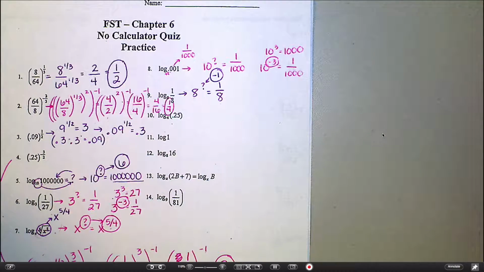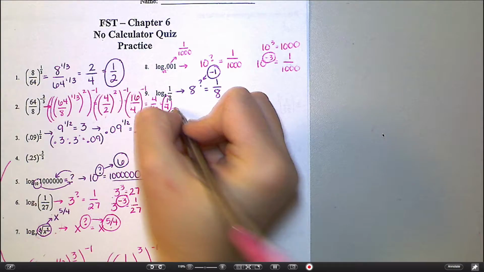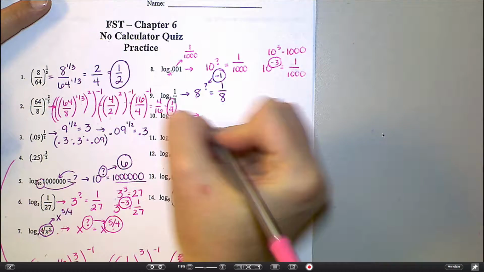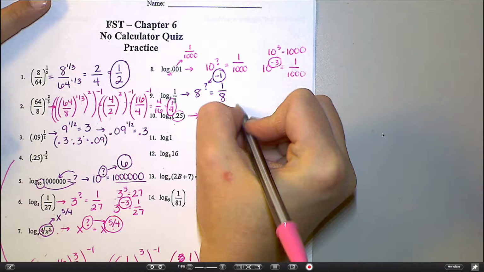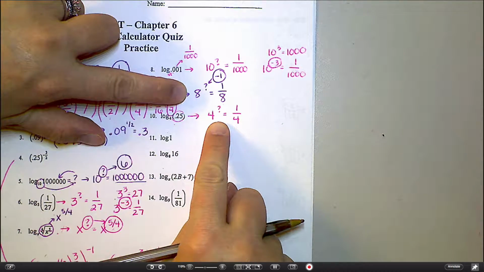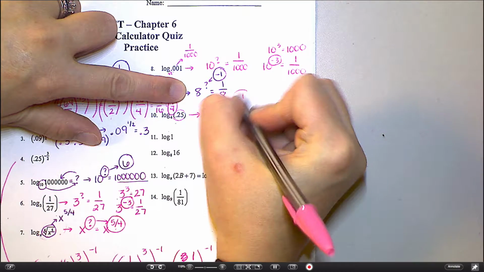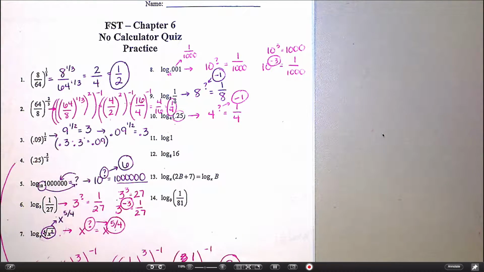Okay. Number 10, I think I mentioned this in class, but that 0.25 is going to be way easier to think about as a 1/4. So really what I'm asking myself here is, 4 to what power makes 1/4, which is equal to 0.25? Now this looks just like this one, right? My question mark would have to be a -1, because 4 to the -1 power makes 1/4.